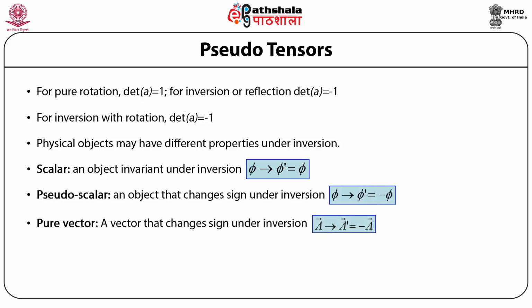Similarly, a pure vector will change sign under inversion. That is, if a vector A goes to vector A prime under the operation of inversion, then vector A prime is equal to minus vector A.